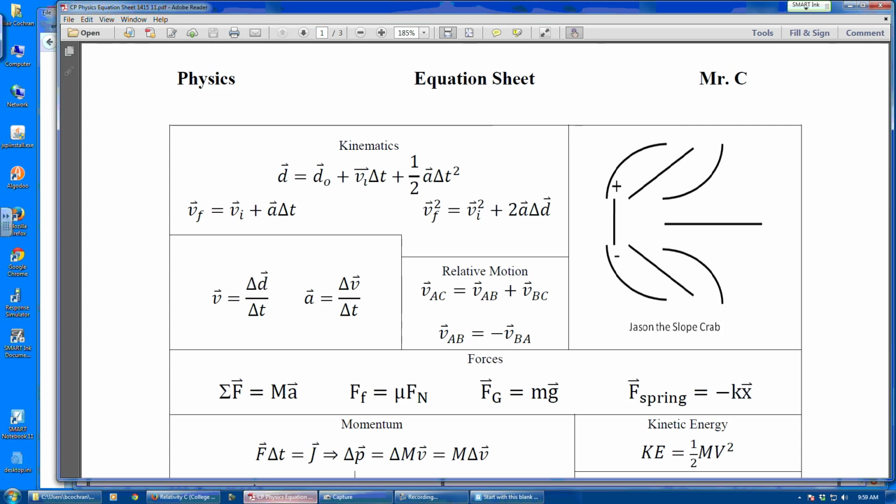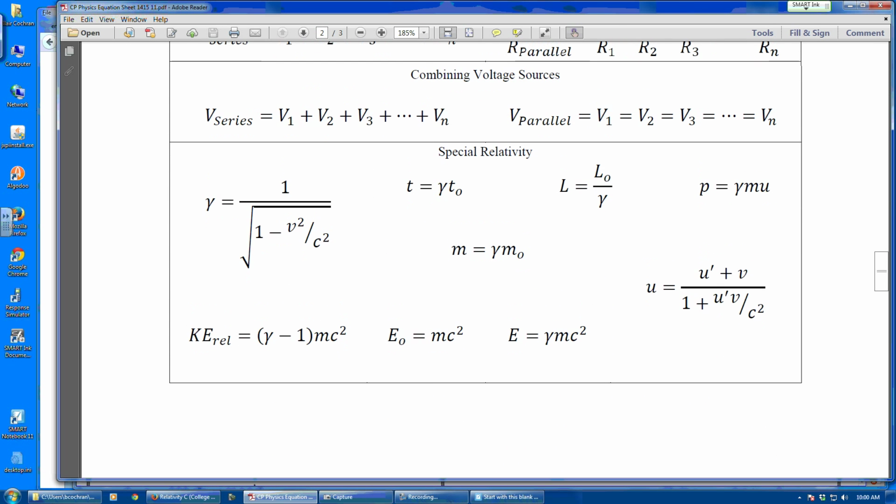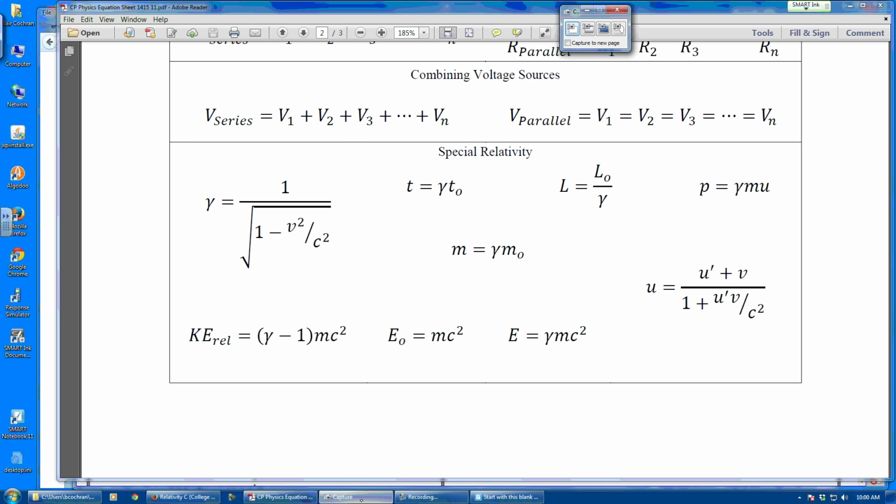Alright, so we need our equations. Here they are. And we need the mass and energy equivalents.